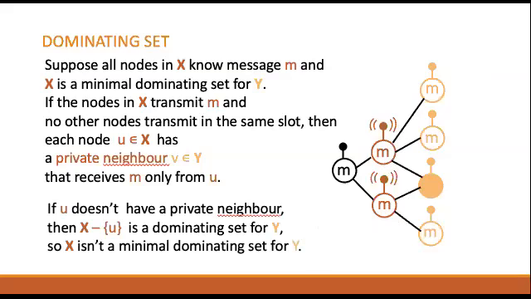Now let's see why it is true that every node in the set X has a private neighbor in the set Y. For contradiction, suppose that some node U in X doesn't have a private neighbor in Y. Then X minus U is still a dominating set for Y. This contradicts the assumption that X is a minimal dominating set for Y.